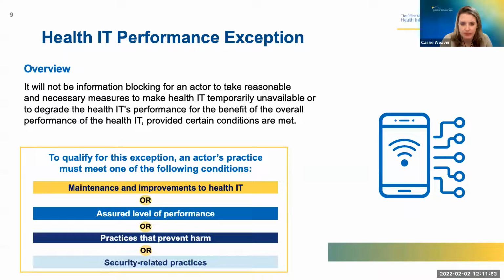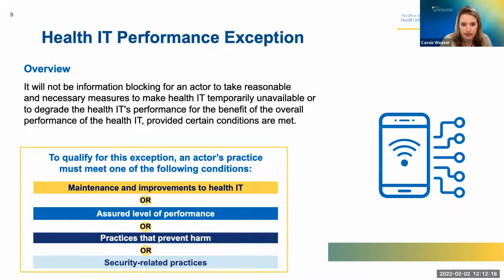That's the first sub-exception. The second, which we call assured level of performance, covers practices when an actor takes action against a third-party app that is negatively impacting the health IT's performance. In these cases, the practice must be for no longer than necessary to resolve any negative impact. It must be implemented in a consistent and non-discriminatory manner, and again, must be consistent with existing service level agreements where applicable.